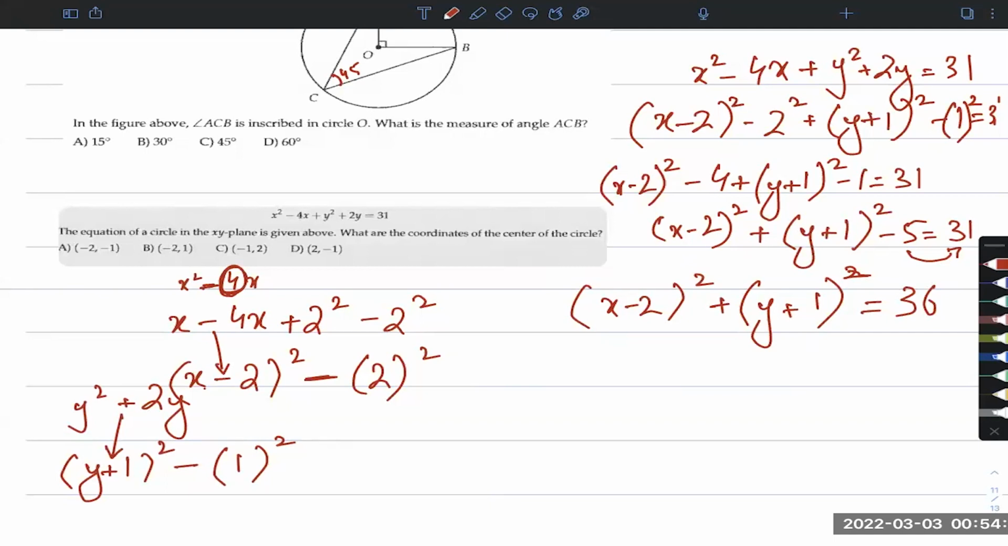अच्छा, कुछ नहीं समझ आ गया. Okay. And now I have it in the standard equation. Standard equation क्या कह रही थी? This is equal to r squared, which means r is 6. This is my center. My center will be, what's my center? Tell me. 2 and minus 1. Perfect. So 2 and minus 1 is my center.